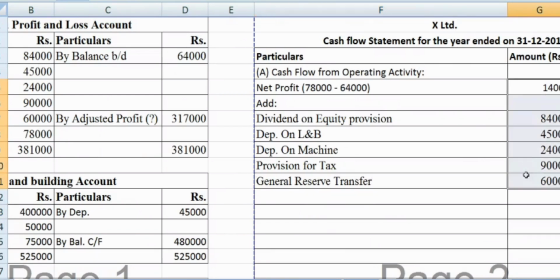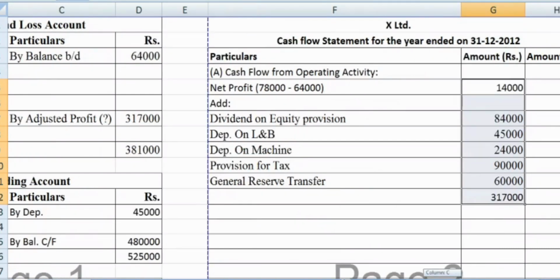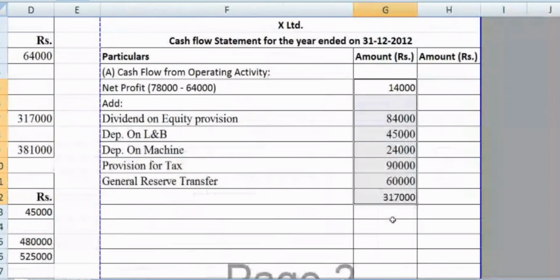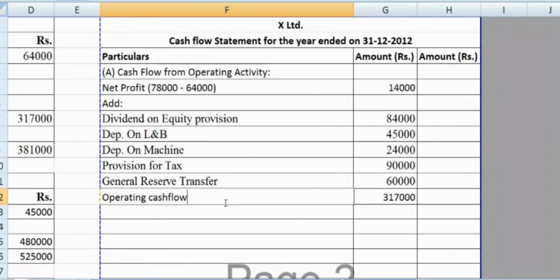Now total of it, total करेंगे इसका. 3,17,000 and there is no credit entry and so this is your answer. It is known as क्या बोलेंगे इसको? Operating cash flow before working capital adjustment. Correct? Okay.